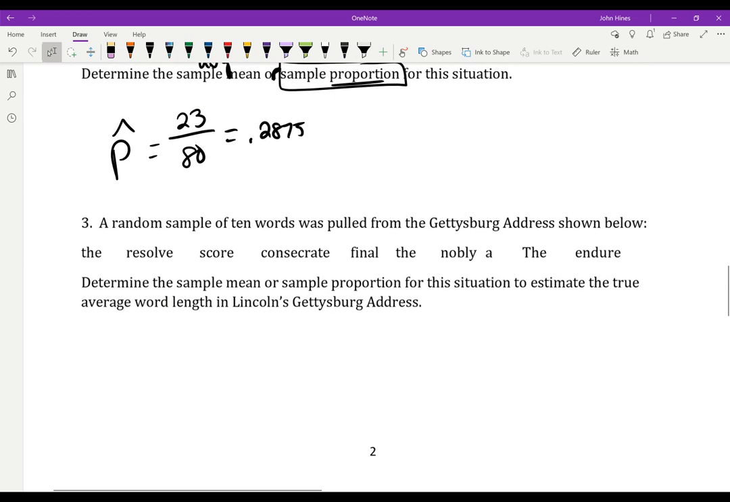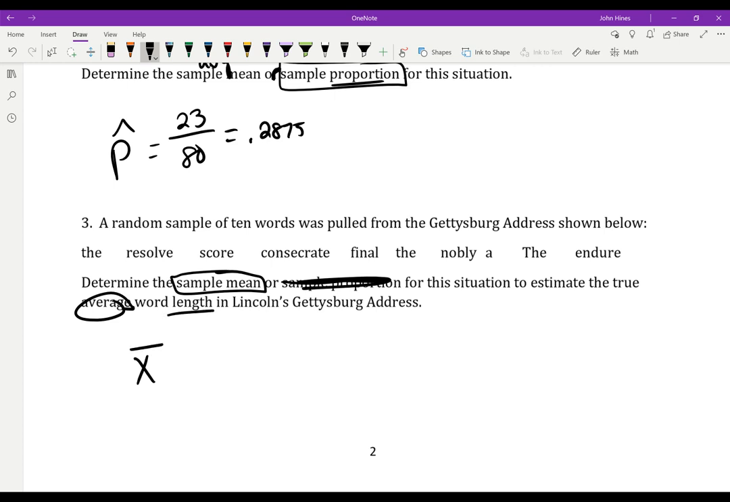A random sample of 10 words was pulled from the Gettysburg Address shown below. So I randomly picked 10 words. I used a random number generator and pulled 10 words from the Gettysburg Address. So I got the, resolve, score, consecrate, final, the, nobly, the, endure. Determine the sample mean or sample proportion for the situation to estimate the true average. So I'm working with an average here. That's not a proportion. That's a sample mean I'm finding here. I'm finding an x bar.